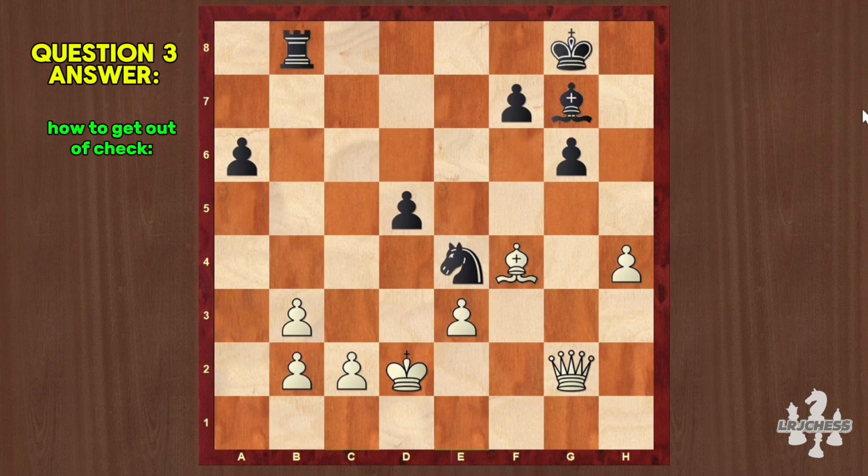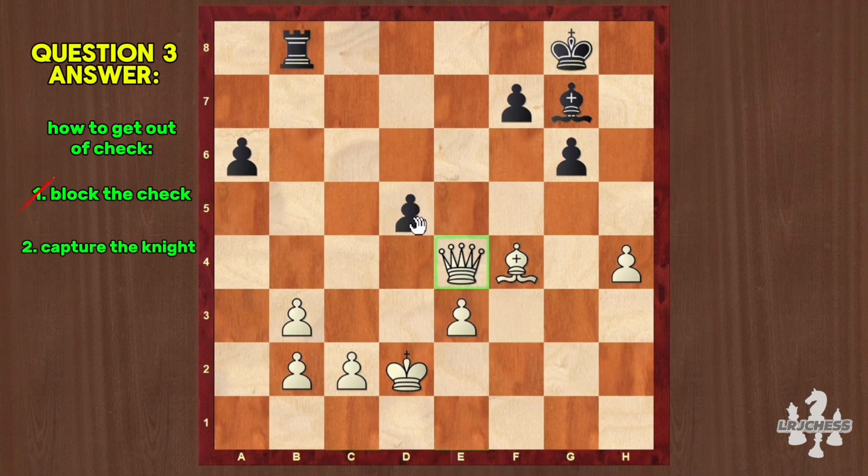Here I asked you how you could get out of check. So first off, you need to see that the knight is putting the king in check. Since the knight is the one checking the king, there is no way to block the check. We could capture the knight, but unfortunately that would get the queen taken right back. And since we know queens are stronger than knights, that's not something that white would want to do.